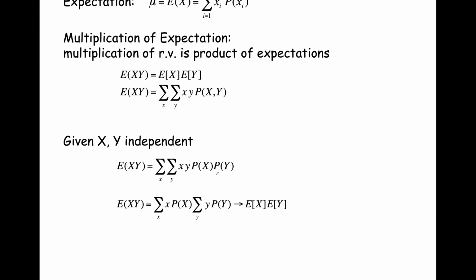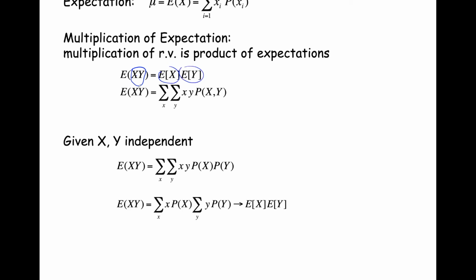So another property, the multiplication of the expectations. The expectation of the multiplication of random variables is the product of the expectations. It says if I take random variables x, y, and I multiply them, the expectation of this product of random variables is the same as the product of the individual expectations.